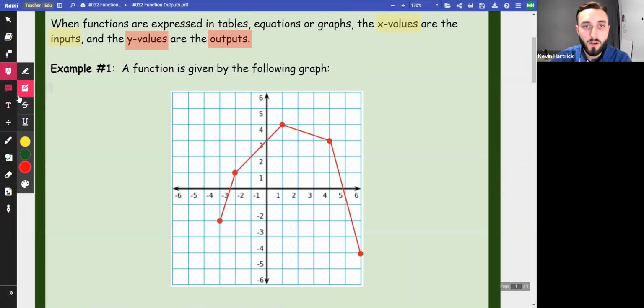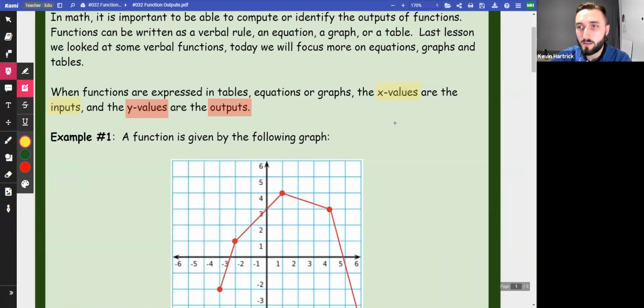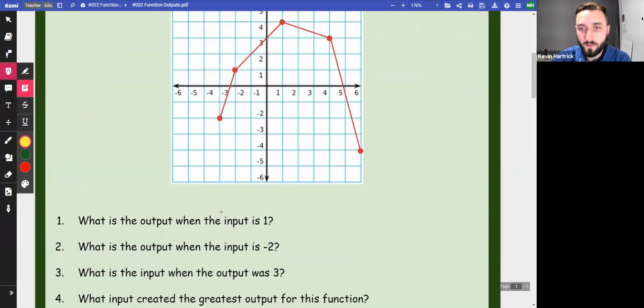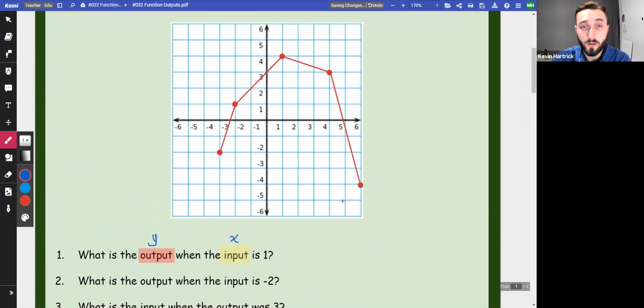Some of this verbiage can get confusing, so let's highlight it. X values are the inputs. So if I'm looking for an input, that means I'm looking for an X value. And if I'm looking for an output, I'm looking for a Y value. For this first one, I'll color code it so we can remind ourselves exactly what they're asking for. Eventually, you'll just remember input X, output Y.